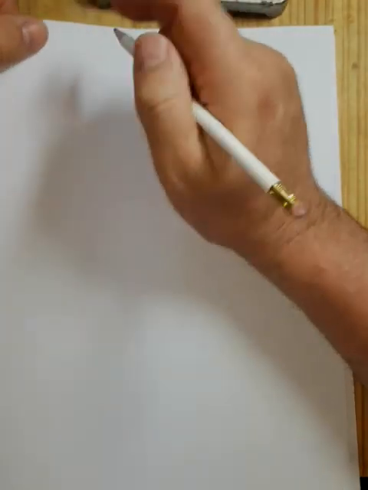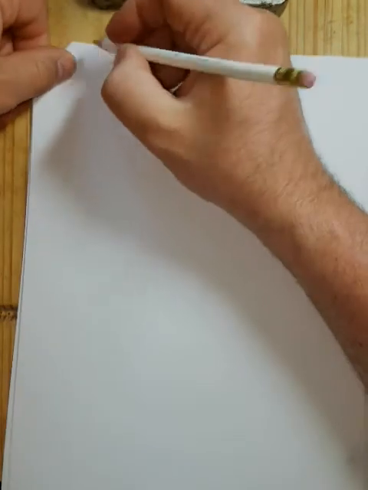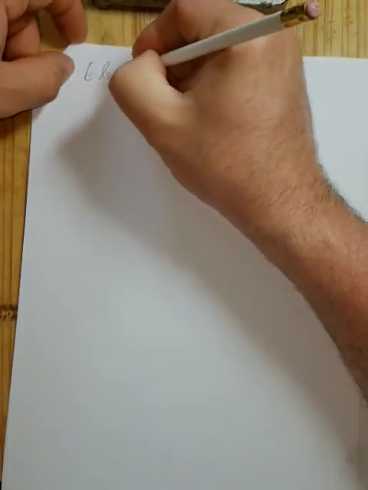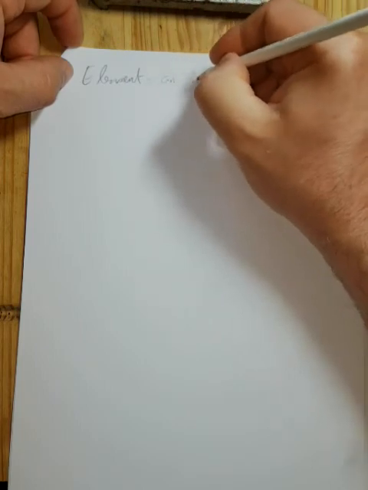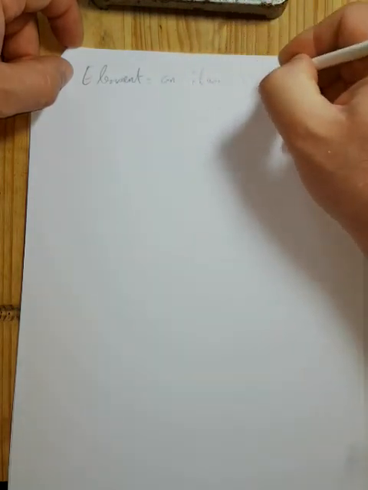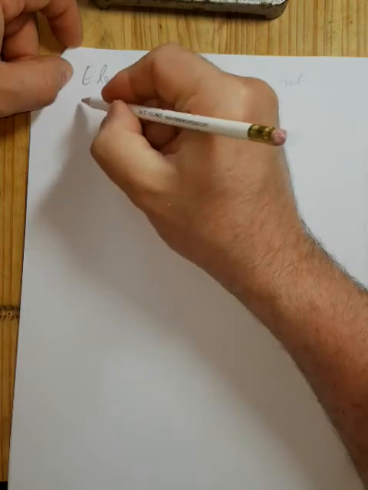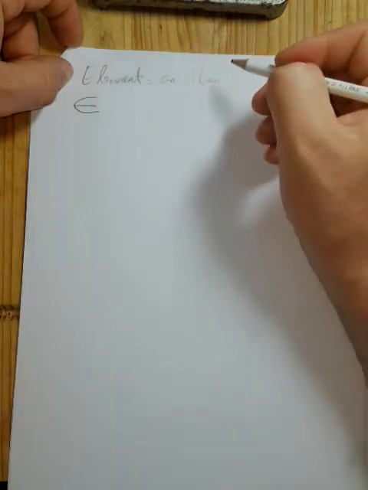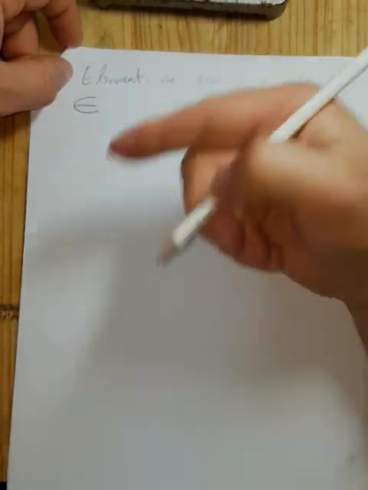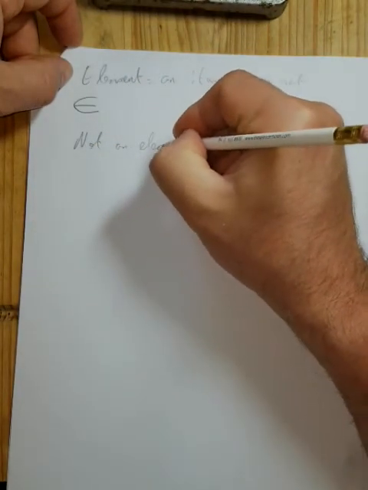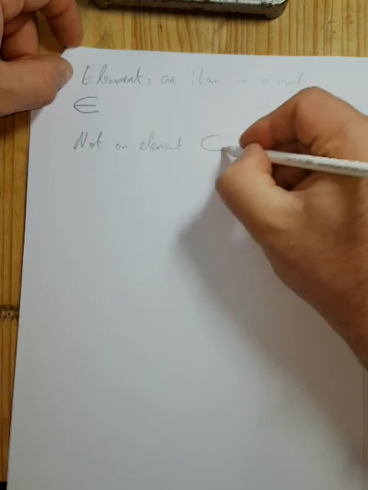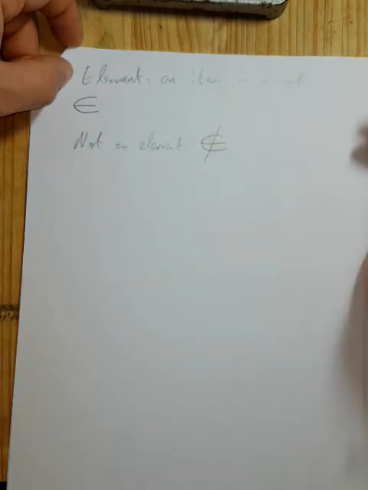So I think I'm going to leave it there for now. I want to do a quick recap of the symbols. The first one was element, which is an item in a set. The symbol for this was the funny E. Now, if something is not an element of a set, we would symbolize that with the E with a line through it.